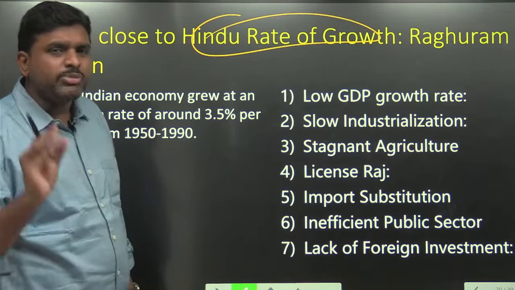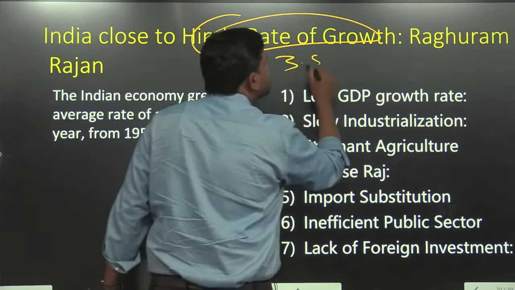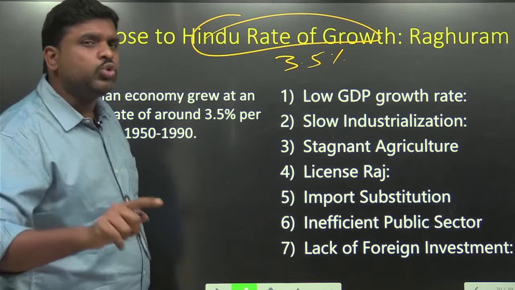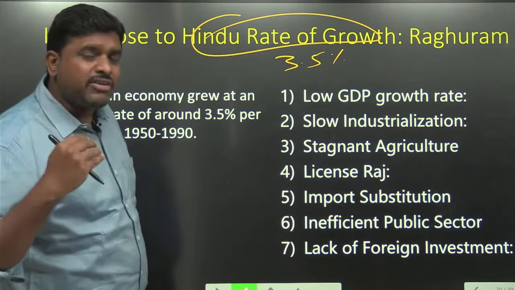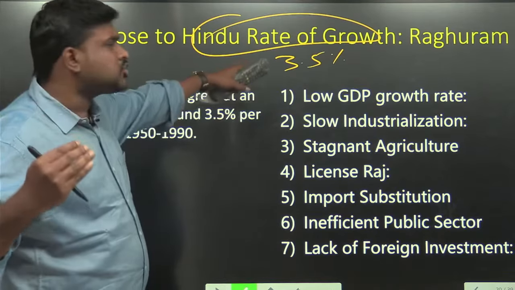Hindu rate of growth is when the average rate of growth, the average GDP rate, is 3.5%. If the average GDP is 3.5%, it is called the Hindu rate of growth. So our economy, our GDP, is growing at this slow pace.